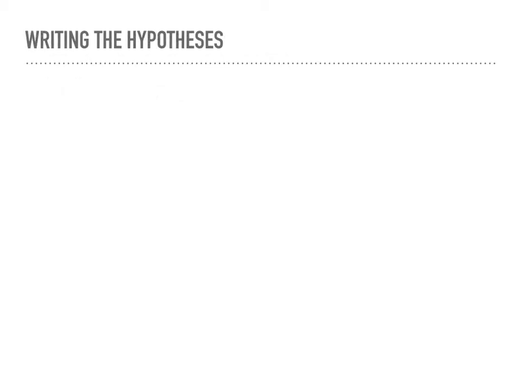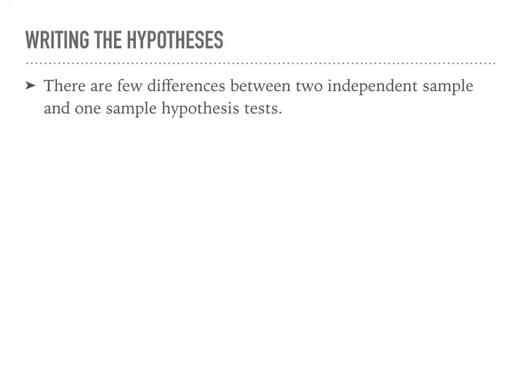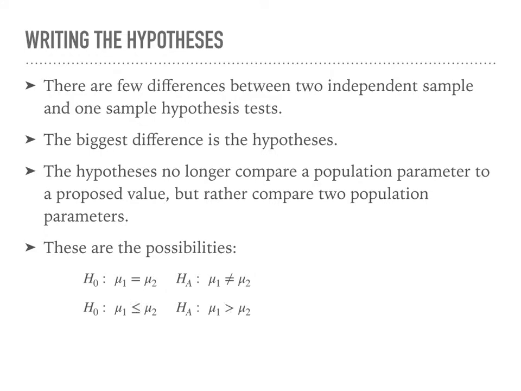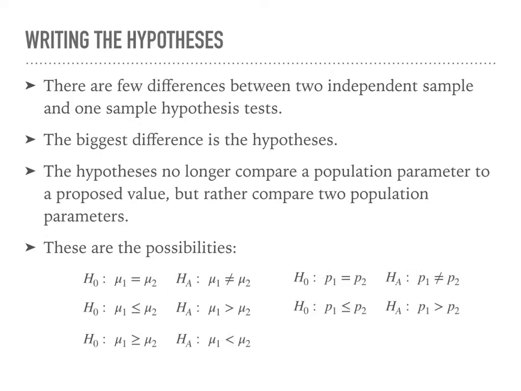Now, writing the hypotheses will look fairly similar, but there are some differences. The biggest difference is hypotheses no longer compare a population parameter to a proposed value, but rather compare two population parameters. These are the possibilities. Notice all of the pairing of symbols is still the same. We've got three possibilities for if we're talking about means, three possibilities for if we're talking about proportions. Now these are all for independent samples. Later on at the end of the chapter, we will talk about how we handle dependent means.